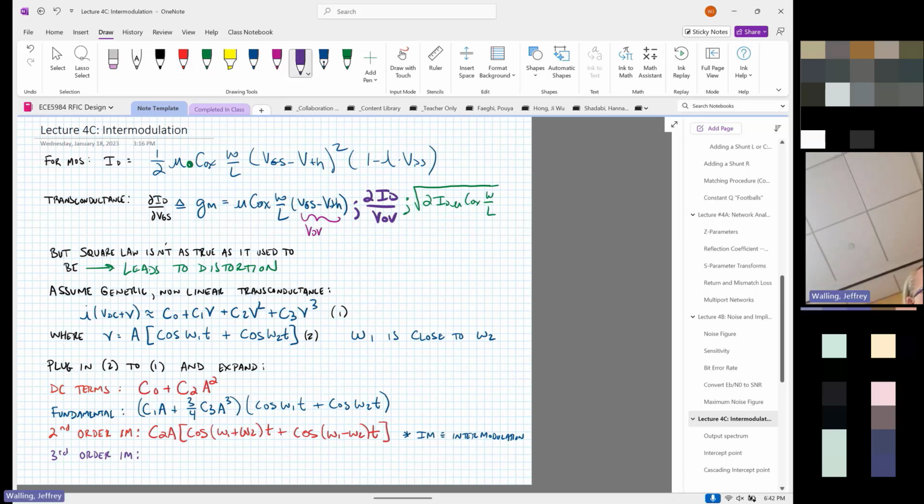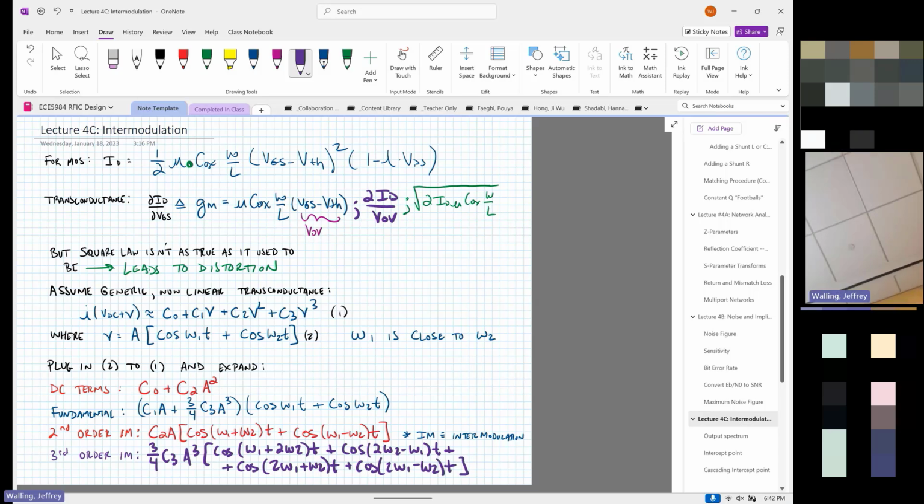And then we're going to have some third order intermod. And these are going to be something like omega 1 plus 2 omega 2, 2 omega 2 minus omega 1, 2 omega 1 plus omega 2, and 2 omega 1 minus omega 2.